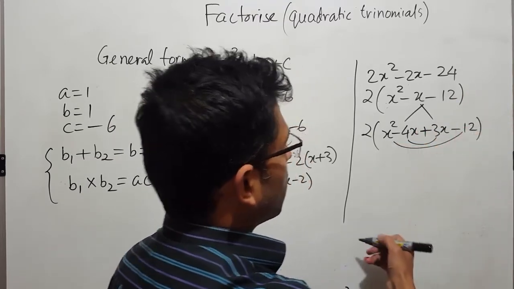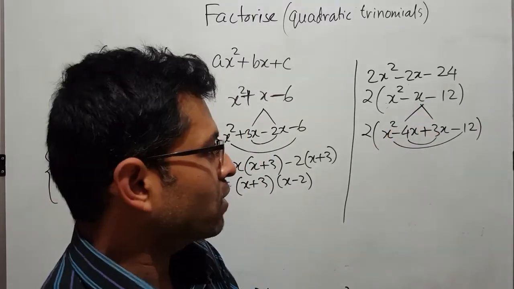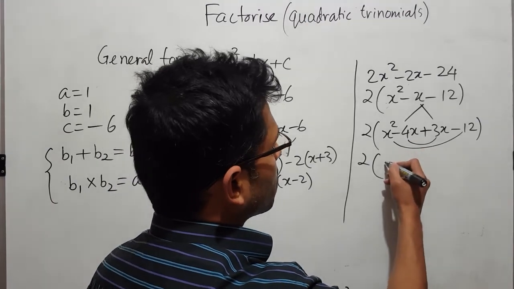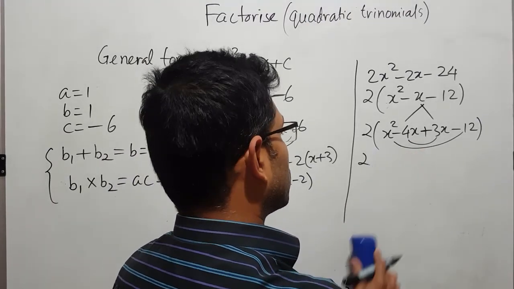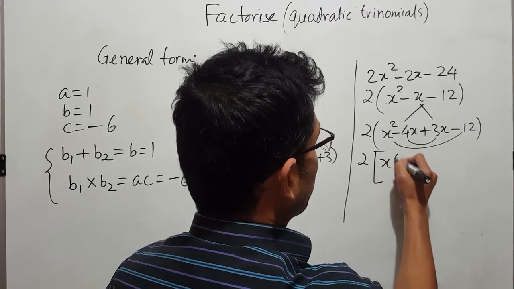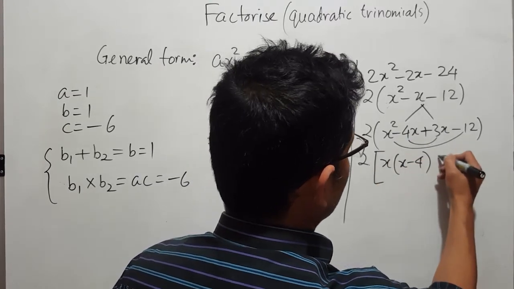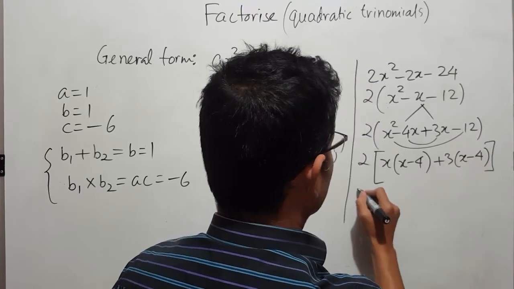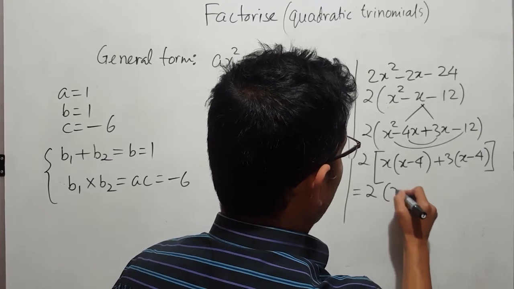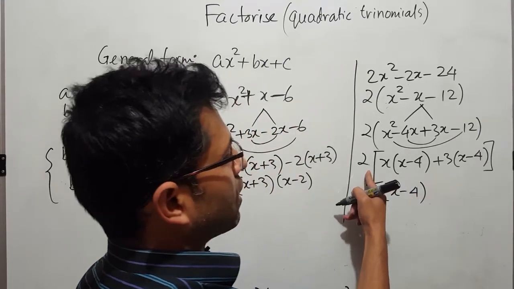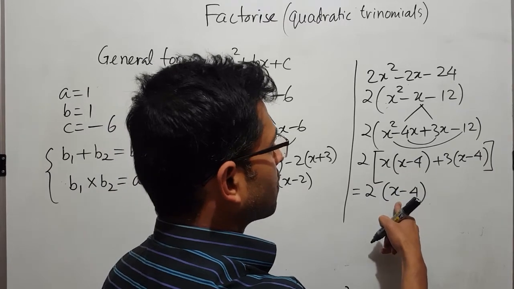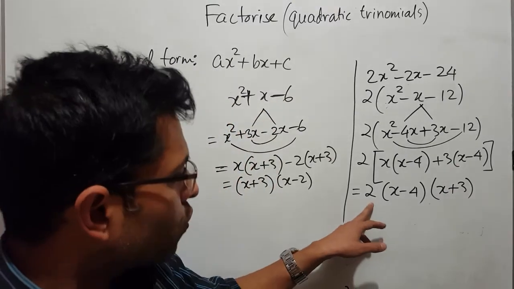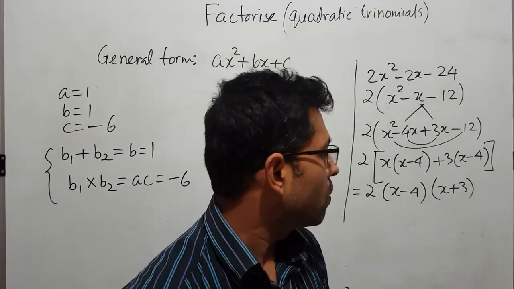So it's the same. Not necessarily you have to show this always in your test, but this is just for your understanding. Now you can just take 2 common, and I can do the square bracket. And then you can take x common, which is x minus 4. If you take plus 3 common, then x minus 4, then bracket close, then you can just write it as equal to 2 of x minus 4, because these are times relations anyway. So x minus 4, if you take as a factor, then x plus 3 will be left. So our final answer will be 2 times x minus 4 times x plus 3.